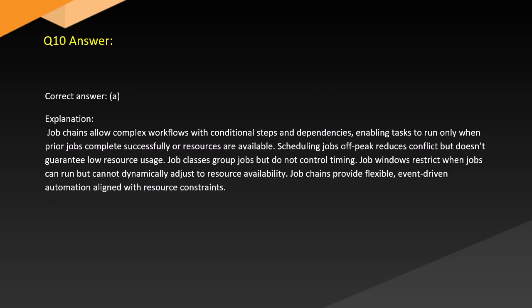Answer. Correct answer: A. Explanation. Job chains allow complex workflows with conditional steps and dependencies, enabling tasks to run only when prior jobs complete successfully or resources are available. Scheduling jobs off-peak reduces conflict but doesn't guarantee low resource usage. Job classes group jobs but do not control timing. Job windows restrict when jobs can run but cannot dynamically adjust to resource availability. Chains provide flexible, event-driven automation aligned with resource constraints.